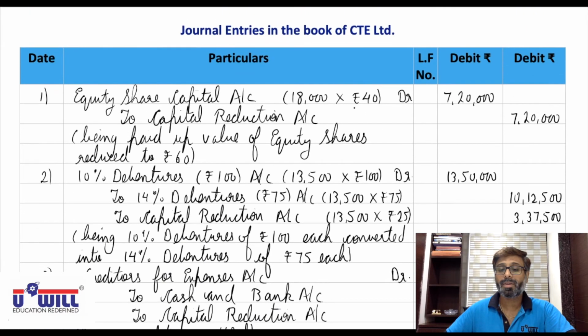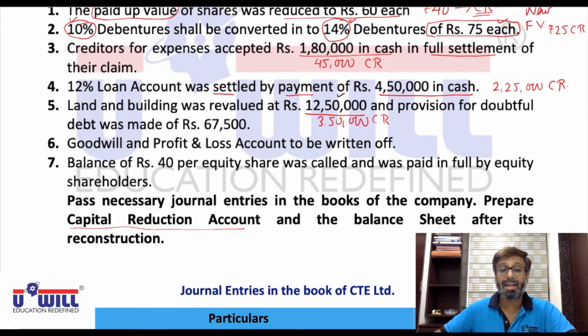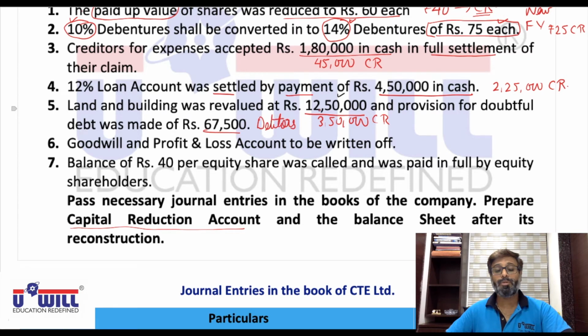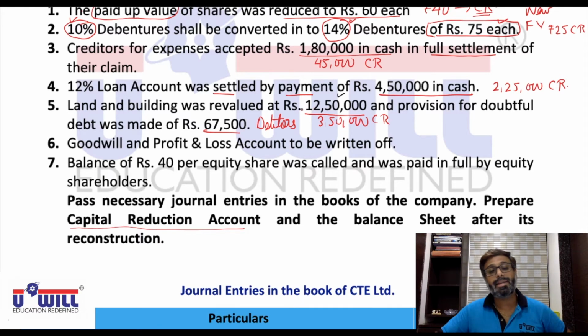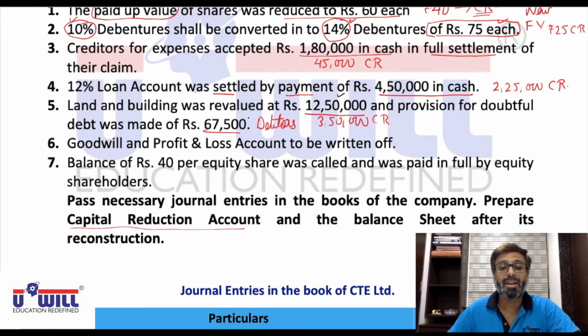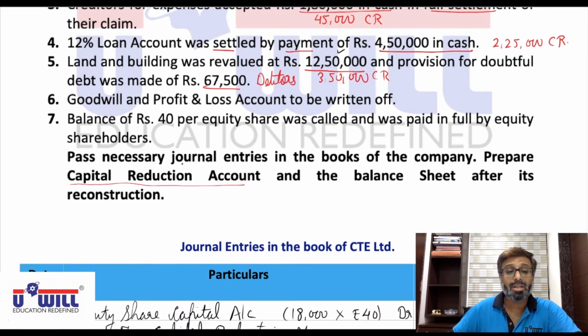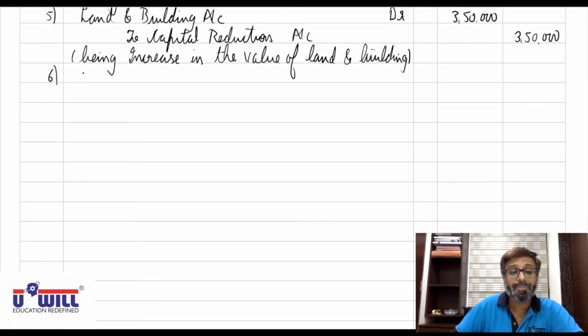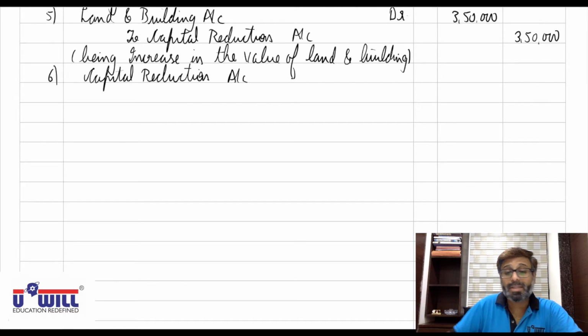Now, after increase in the value of land and building, provision for doubtful debt was made for 67,500, means we have to make it against the debtors. So now here we have to make provision, means we will utilize capital reduction. So capital reduction account we will debit, capital reduction account debit with 67,500 to debtors account 67,500.